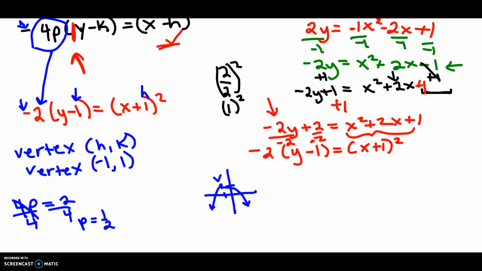So if I know my vertex here was negative 1 comma 1, and I'm going down 1/2, right? Well, that's going to tell me that the focus is going to be somewhere there. Well, the x value will be the same. It's still going to be negative 1. Down 1/2 from 1 is going to be 1/2, and that is my focus. So we were able to find the focus to be (negative 1, 1/2). All right, next one.